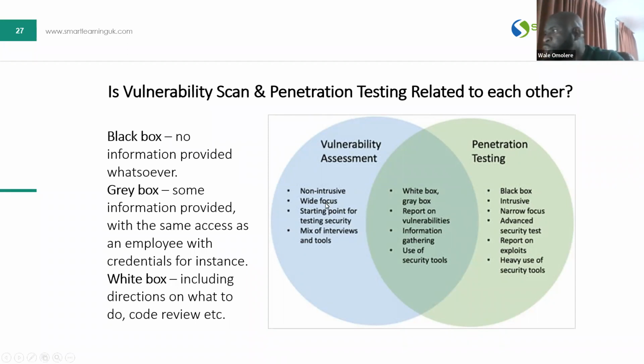Another way they compare is the focus, all right? Vulnerability assessment or scanning has a wider focus, in terms of the assets that you want to scan. If you think about a typical organization, and if you work with a very large organization, consider the number of assets they would have. When I say assets, I'm talking about the servers, the websites, and the number of IP addresses that they have.